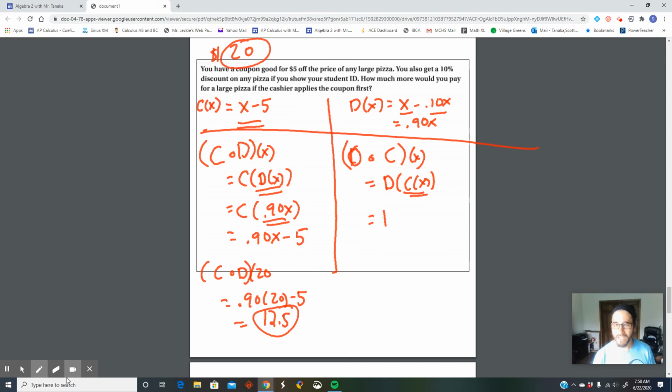All right, this one here would be D of C, and then we're going to do this guy first, which would be X minus 5. And then now we're going to do the discount, which is 90% of X.